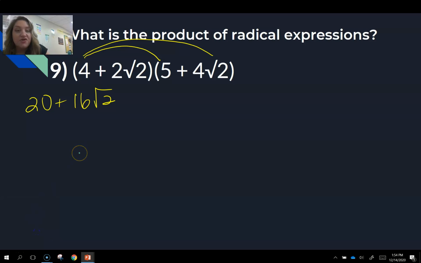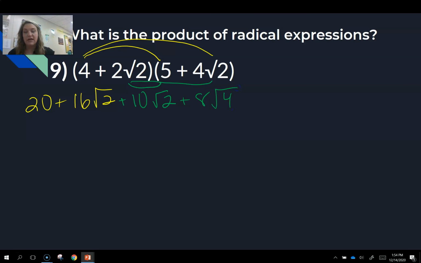All right, we're going to do the same thing with 2 square root 2. So now we're going to distribute that to both pieces. 2 square root 2 times 5. The pieces on the outside are 2 and 5, so that's going to give me 10 square root 2. Then we're going to do 2 square root 2 times 4 square root 2. Pieces on the outside, 2 times 4 is 8. Pieces on the inside, 2 times 2 is 4.